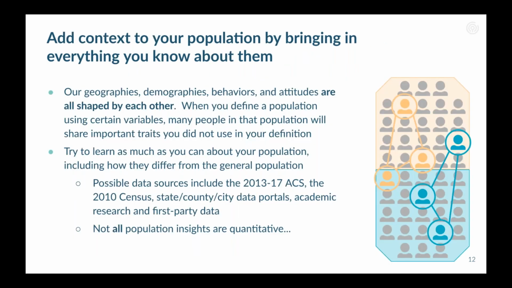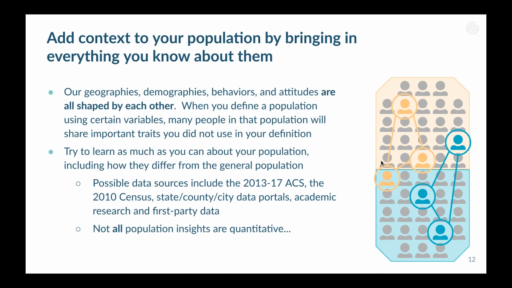So once you've defined your population, and once you've figured out the size, where they are, and how many they are, this is when you start wanting to bring in all of the context you possibly can. A lot of us have defined the populations of interest along certain variables. For example, everybody who lives within a particular county or city, or everybody matching a specific group of demographic filters. We might be looking at just renters or just young people.